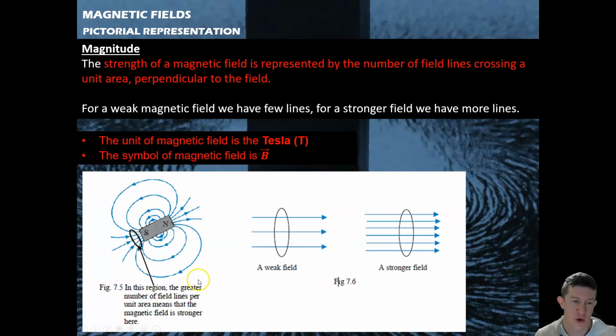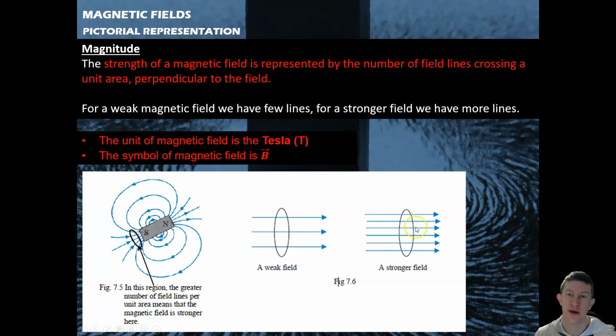So to look at that pictorial representation, if we were to place this little ring, which represents our perpendicular unit area, here we can see that we've got quite a large number of lines that are passing through. This means at this point closer to the poles of the magnet, your magnetic field is much stronger. If we move further out over here, with the same sized ring, you can see we probably only catch 1, maybe 2 of these field lines, which tells us that it's much weaker out to the sides there.